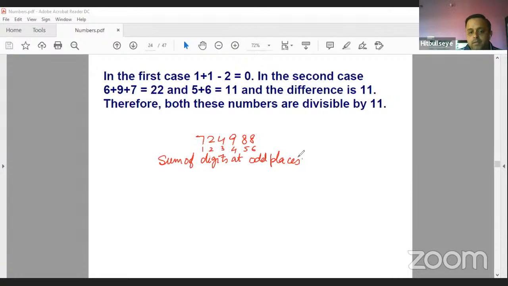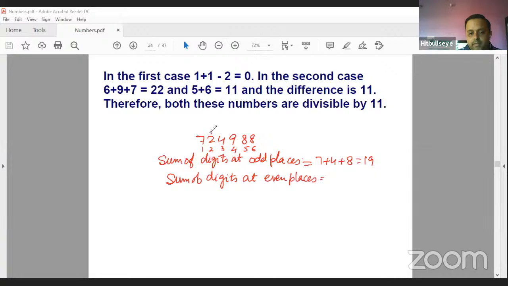sixth place. So odd places means the digit which is at the first place, 7, the digit which is at the third place, which is 4 here, and the digit which is at the fifth place, 8. Their sum is 19. Now find the sum of digits at the even places.